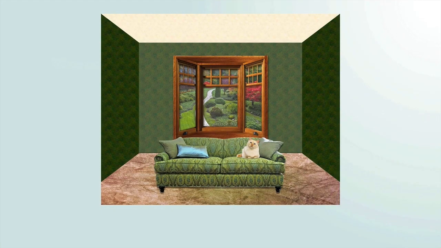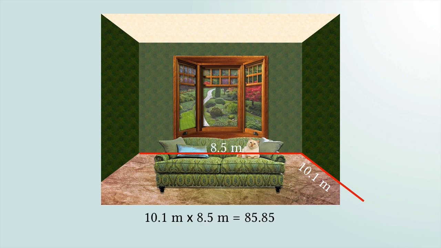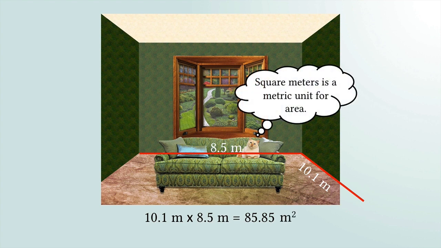If we want to measure the area of a room, we would multiply its length times its width. So if it is 10.1 meters by 8.5 meters, we would multiply the numbers 10.1 times 8.5 and get 85.85. Then if we multiply the meters times the meters, we would get meters squared, or square meters. Square meters is a metric unit for area.